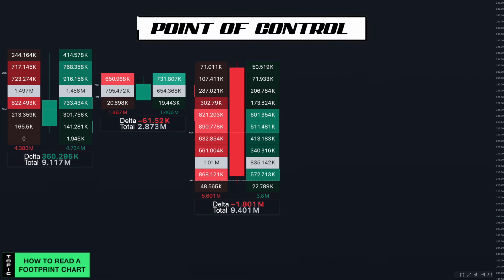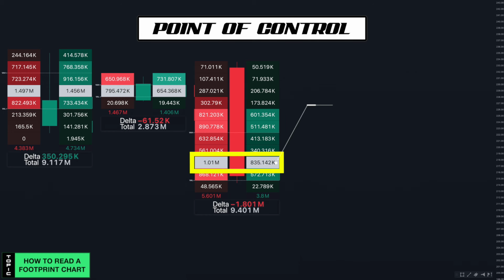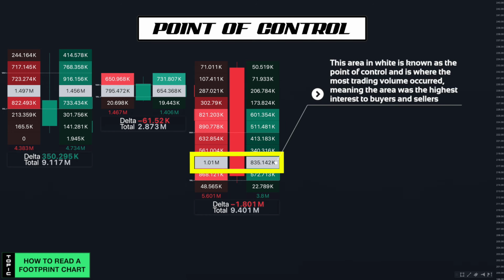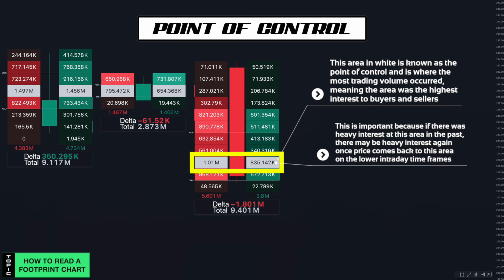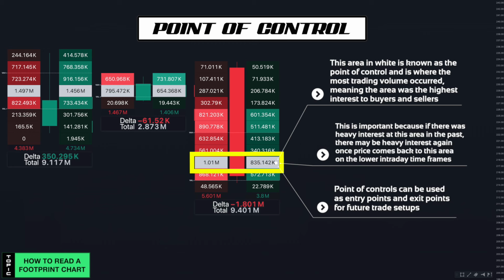Point of control. This area in white is known as the point of control and is where the most trading volume occurred, meaning the area was of the highest interest to buyers and sellers. This is important because if there was heavy interest at this area in the past, there may be heavy interest again once price comes back to this area on the lower intraday timeframes, meaning point of controls can be used as entry points and exit points for future trade setups.